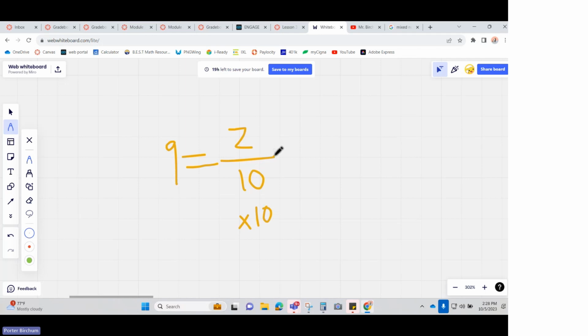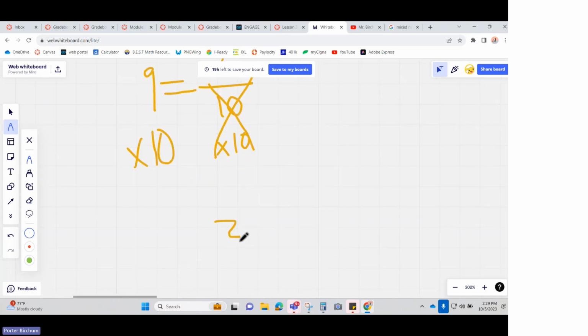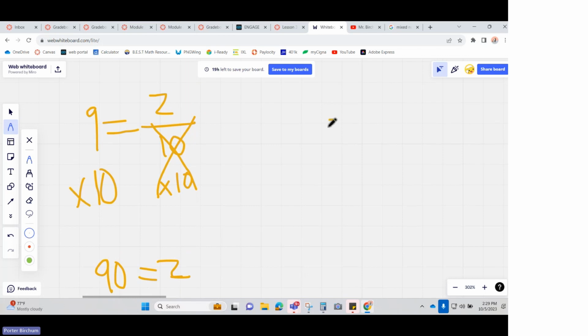That would turn this into 1. So these cancel each other out. Anything divided by 1 is just itself. Doesn't change the number. So it just kind of disappears. Whatever we do to one side, we do to the other. So z equals 90. Now let's check our work.